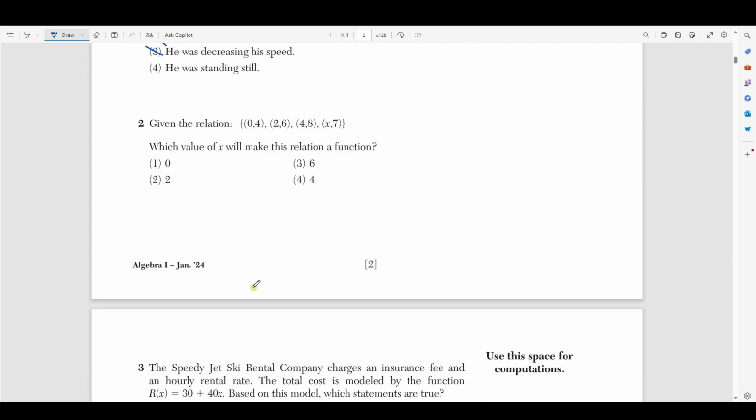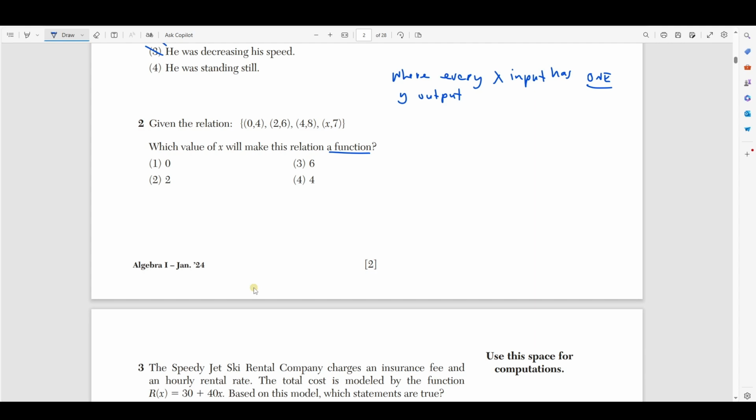So number 2 says, given the relation (0, 4), (2, 6), (4, 8), (x, 7), what value of x will make this relation a function? Right, so the Regents likes to ask these questions where they ask you what makes this a function. How the Regents looks at a function is the following. It looks at a function as a relationship where every x input has one and only one y output. Right? So you can't have multiple y outputs at one x input.